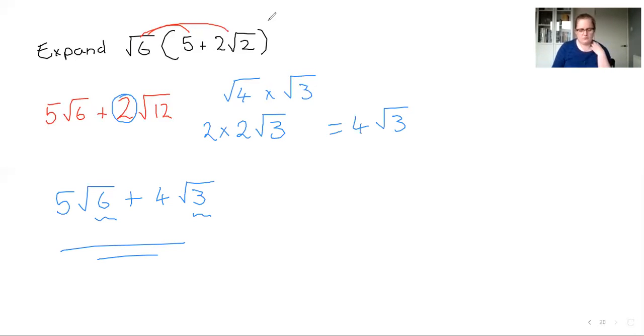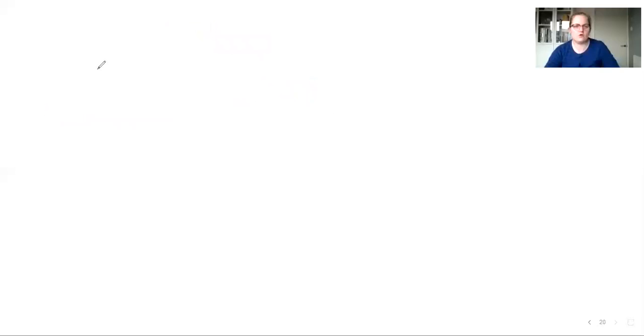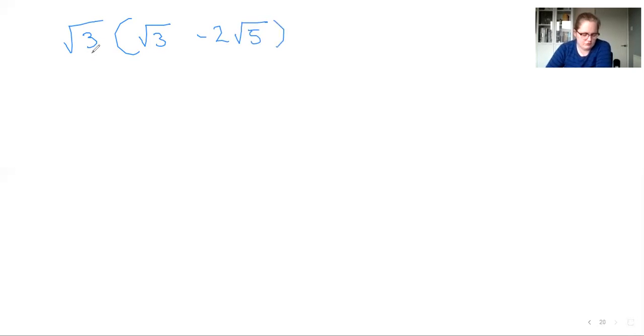Another example would be one like this. So we have got root 3, and we've got root 3 again, minus 2 root 5. I'm going to go through the same process as before. So I'm going to multiply root 3 by root 3, which will give us root 9. Then we're going to multiply root 3 by negative 2 root 5. So we're going to put our negative in. We're going to leave the 2 because nothing's going to happen to our 2. We're going to do 3 multiplied by 5, which will give us 15. So we've got root 9 minus 2 root 15.